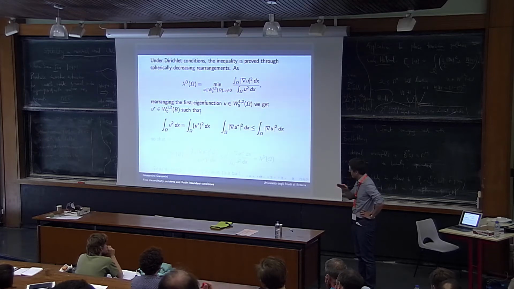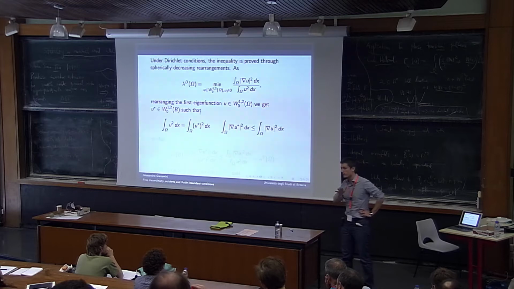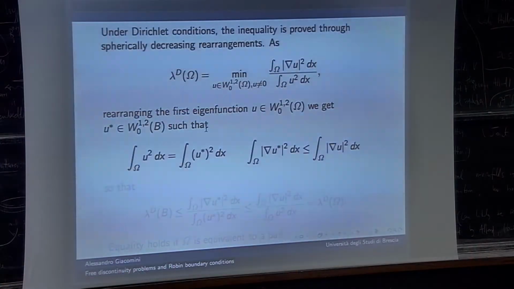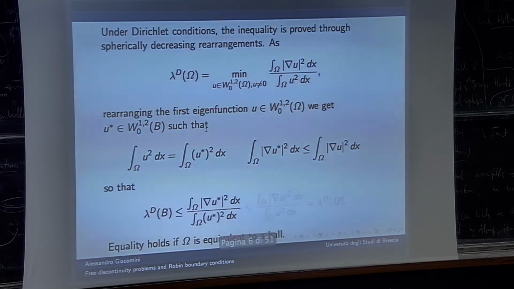And one checks that the energy of the gradient decreases under this operation. So now, since u star is admissible for the computation of the eigenvalue of the ball, we get this first inequality. Then, since the denominator is preserved and the energy of the gradient decreases, we get the second inequality. But this Rayleigh quotient is nothing but the eigenvalue of our initial domain. And so we see that the eigenvalue under the Dirichlet condition is larger than the corresponding eigenvalue for the ball of the same volume.